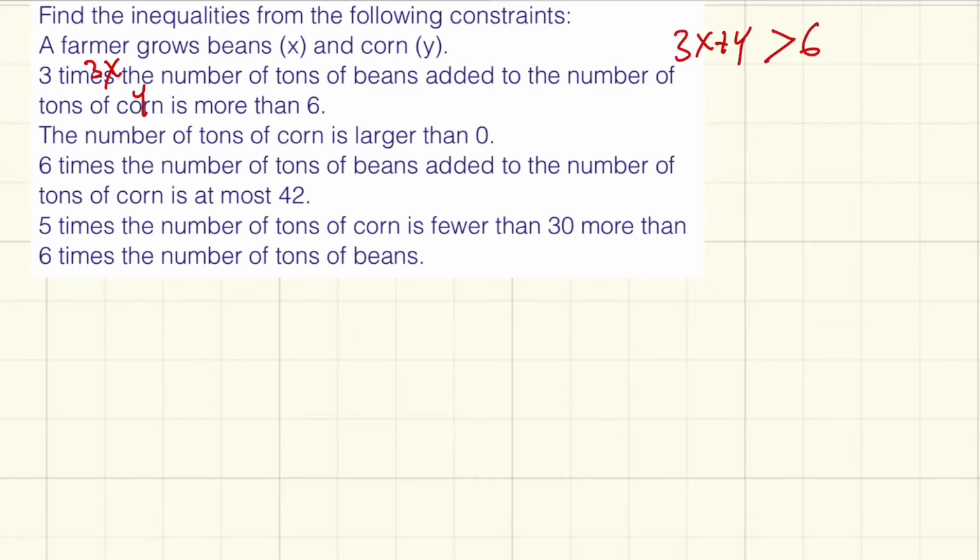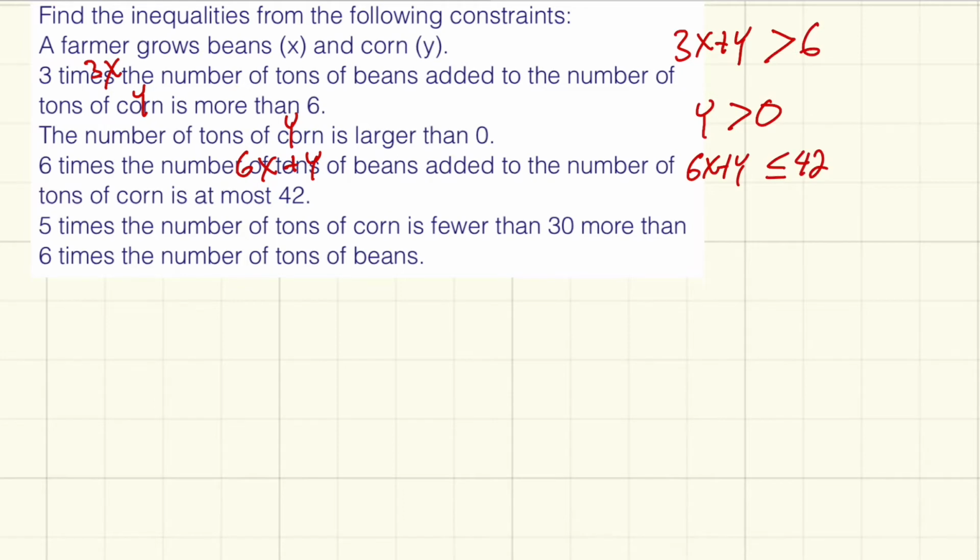The number of tons of corn, that's Y, is larger than 0. We have Y is larger than 0. 6 times the number of tons of beans, so that's 6X, added to the number of tons of corn, plus Y, is at most 42. 6X plus Y is at most 42. If it's at most 42, can it be equal to 42? Yes. Can it be less than 42? Yeah, it just can't be more than 42. Less than or equal to 42.